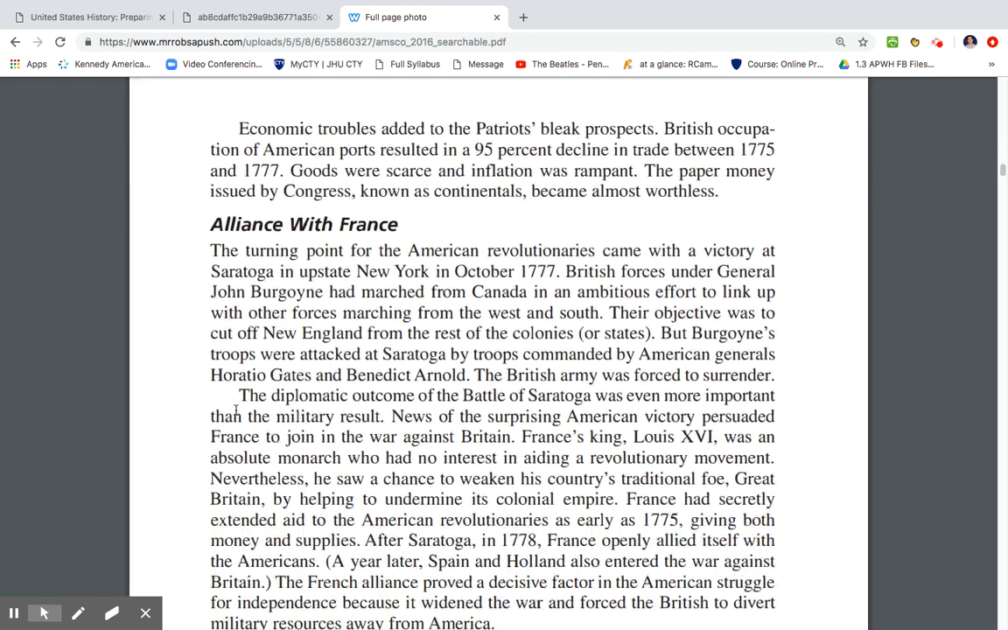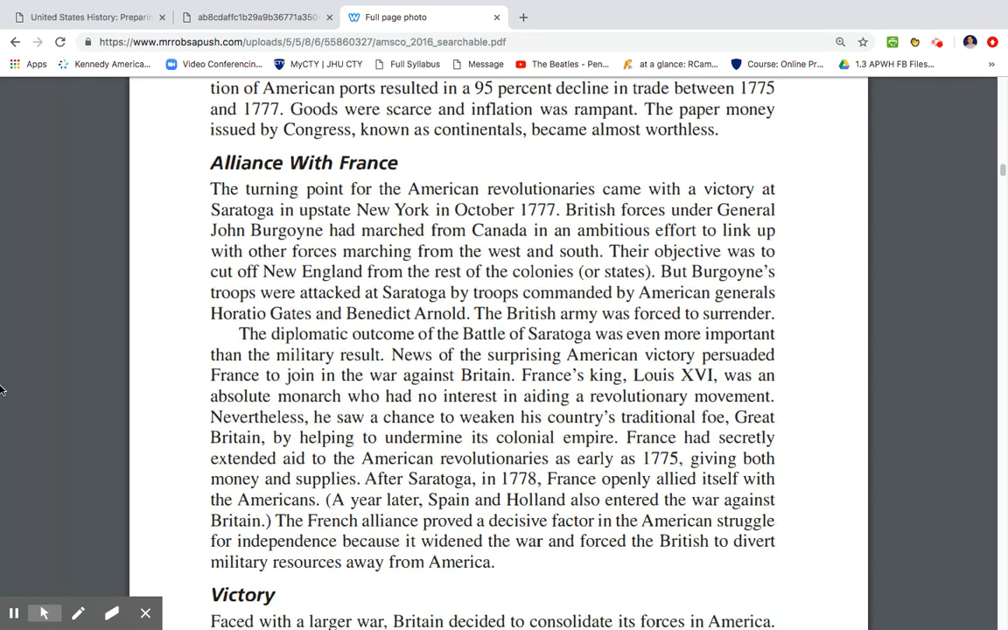So, alliance with France. This is going to be a huge change. The turning point for the American revolutionaries came with the victory at Saratoga in upstate New York in 77. British forces under General John Burgoyne had marched from Canada in an ambitious effort to link up with other forces from the West and South. The objective was to cut off New England from the rest of the colonies. But Burgoyne's troops were attacked at Saratoga by troops commanded by American generals Horatio Gates and Benedict Arnold. The British Army was forced to surrender.